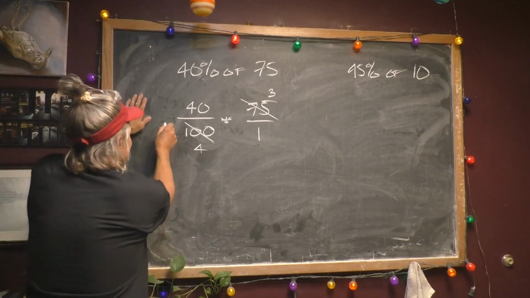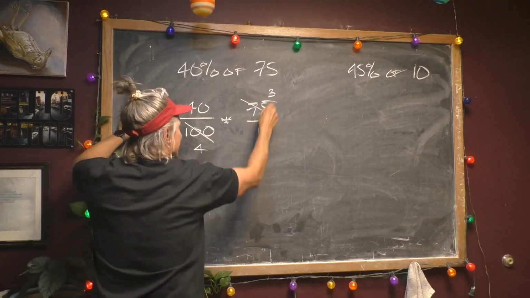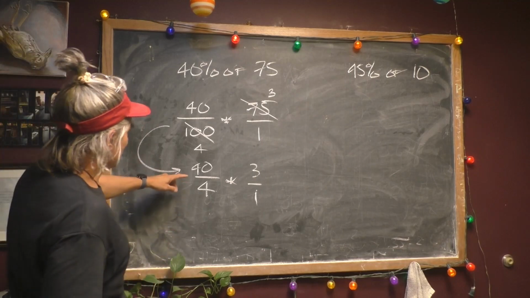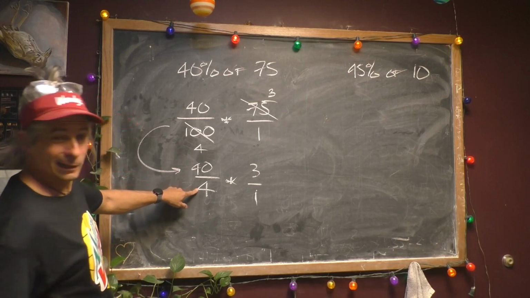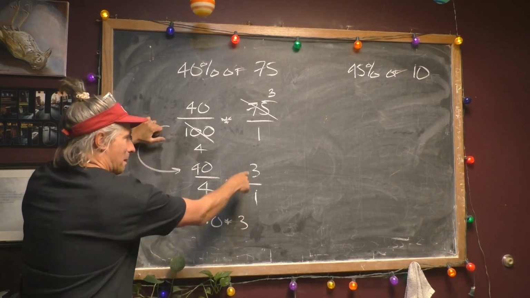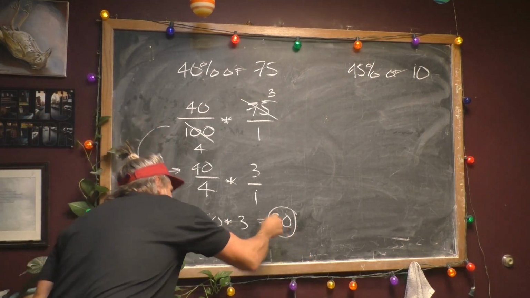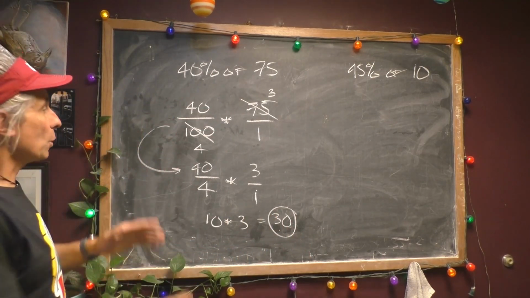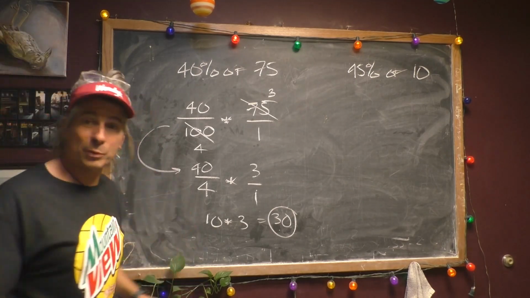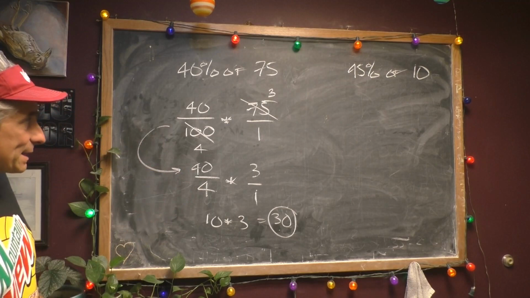Now, I'm going to rewrite it instead of just seeing that crossed off. Now you've got 40 over 4 times 3 over 1. At this point, you might realize that 40 divided by 4, I know what that is. That's 10. Times 3 is 30. So 40% of 75 is just 30. So again, this is the absolute simplest way I've found to knock out percentage problems. I'm assuming you're doing these without a calculator, because this is probably the most direct, easy way to do it.